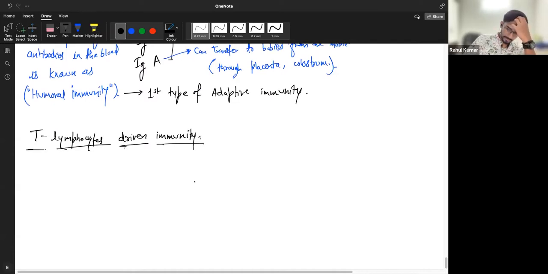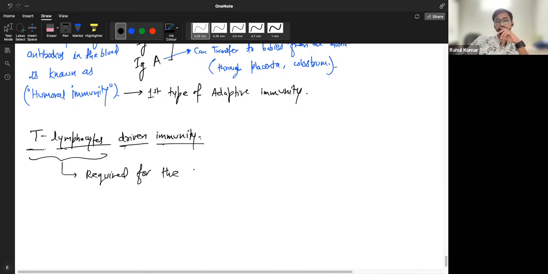So write down: T lymphocytes are important for cell mediated immunity. That was humoral immunity, which is blood mediated. This is called cell mediated immunity. We'll read about its features.